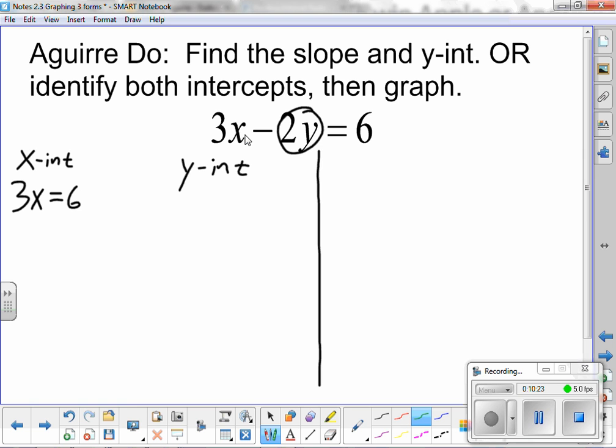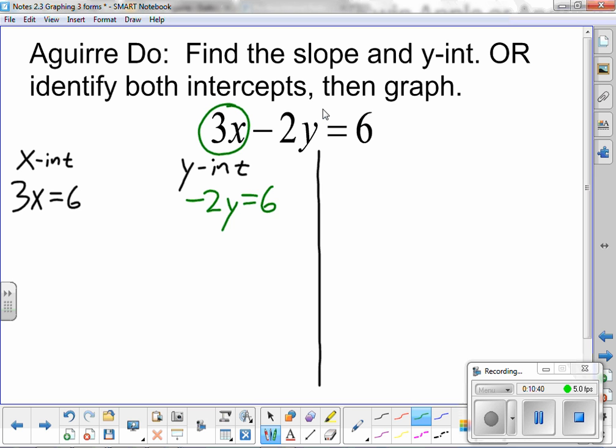Now for your y-intercept part, you're doing something very similar. Instead of plugging in a 0 for y, you're plugging in a 0 for x. Basically, that will zero out this x. You'll get negative 2y equals 6.